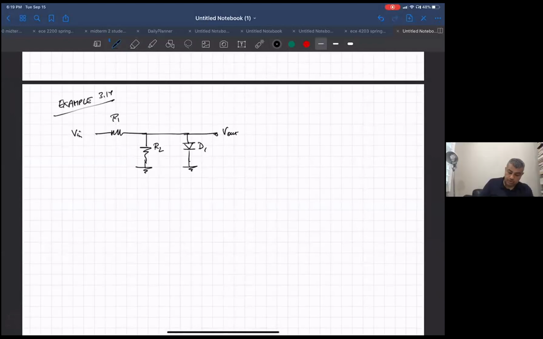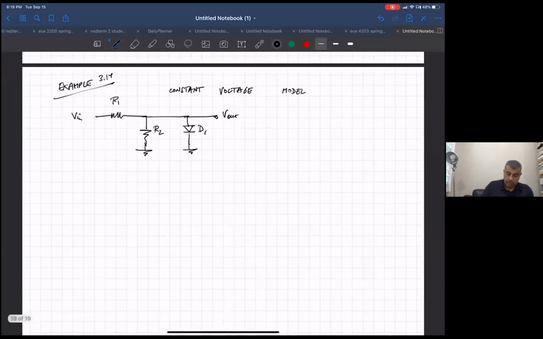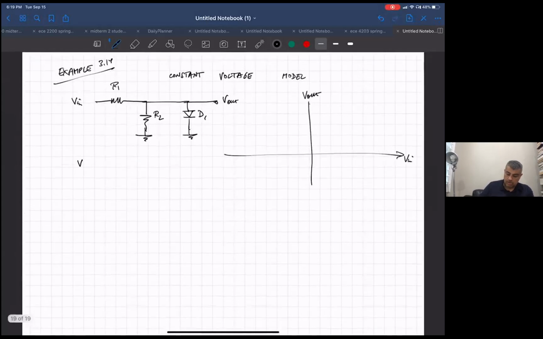Okay, for this one, assume constant voltage model as well. So again, first we assume, and then we want to get V in versus V out. Why don't you guys actually try to give this a crack instead of me doing it? Let me give you a few minutes to try.